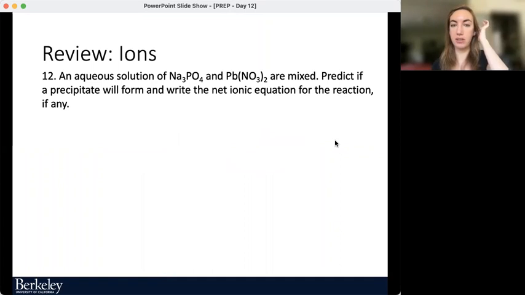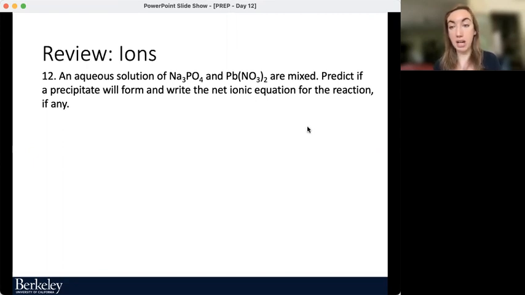First, just as a review from yesterday, this was problem 12 on last night's homework, and it's talking about ions and precipitation reactions. This is going to be important for today, so I just want to make sure that this is clear before we move on to acids and bases. In this problem, we have an aqueous solution of Na3PO4 and another aqueous solution of Pb(NO3)2, and those two solutions are mixed. We want to predict whether a precipitate will form, and if so, to write a net ionic equation for that reaction.